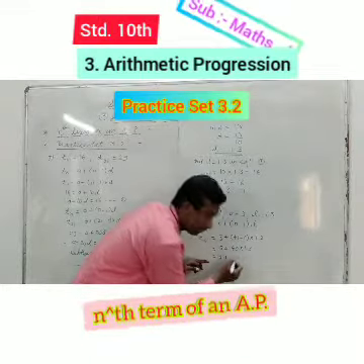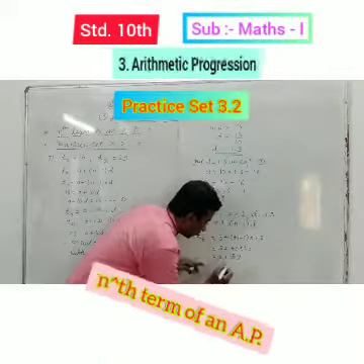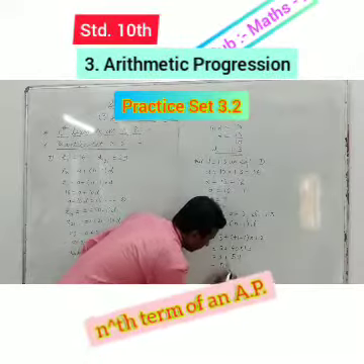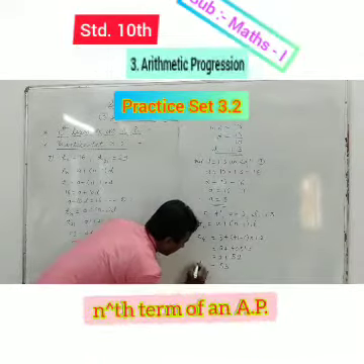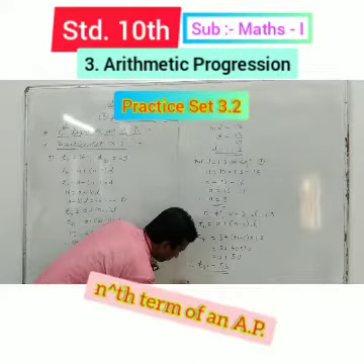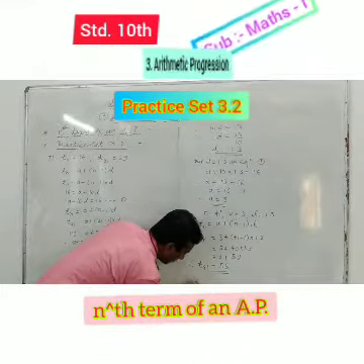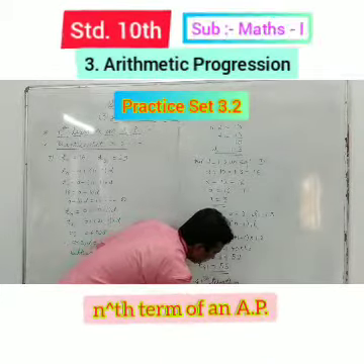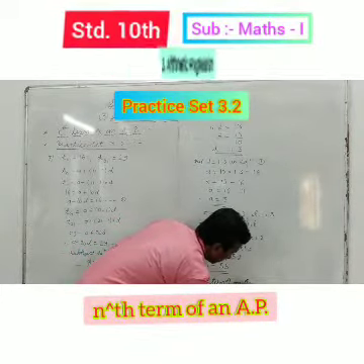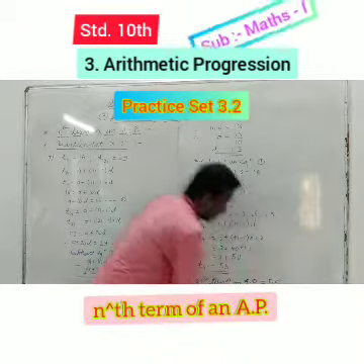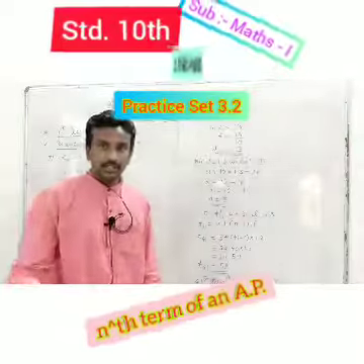40 into 1.3: 13 times 0 is 0, 13 times 4 is 52, so it is 52. Then 52 plus 3 is 55. Therefore, we can write T41 equal to 55. Therefore, the 41st term of the AP is 55. Got it? Okay.